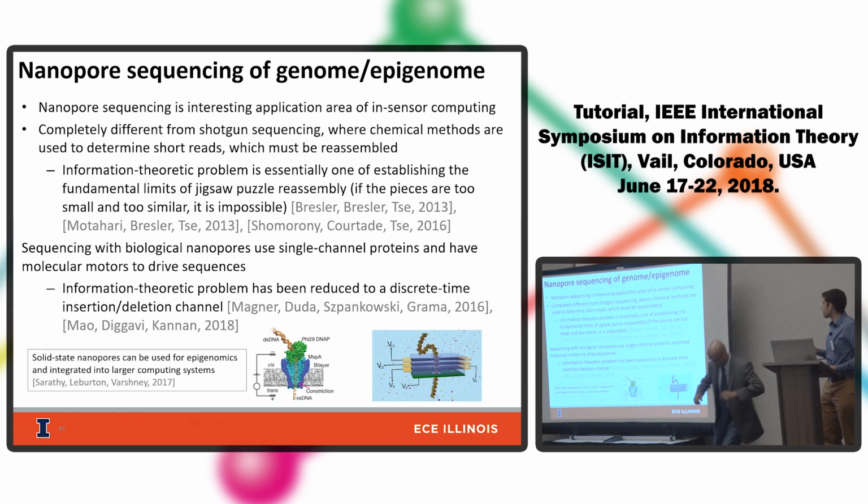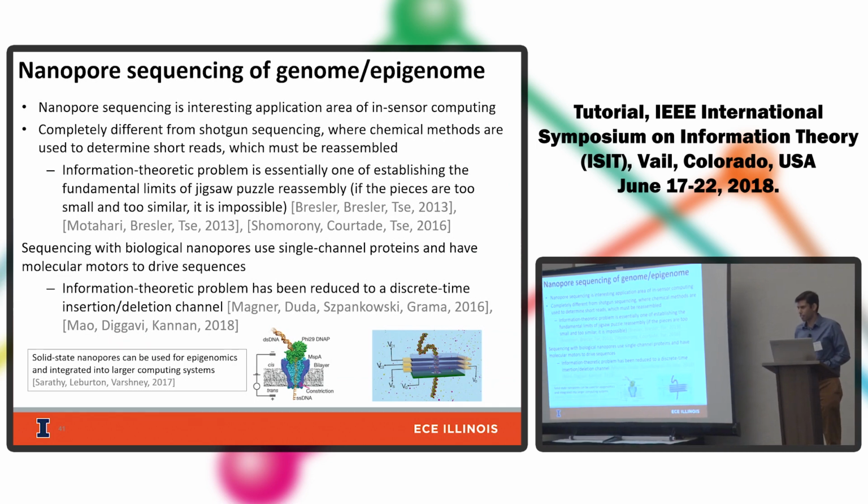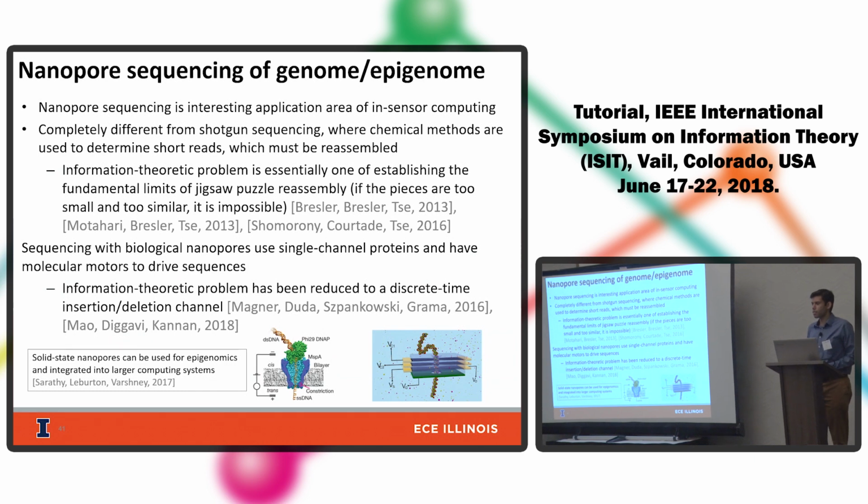Yep, so I'll just quickly talk about a very interesting application in nanoscale computing, which is essentially one of in-sensor computing. So how can we sequence either the genome or the epigenome? And by genome, I think people know what that is, the DNA sequence. But what the epigenome is, it's further information that's encoded. This can be through methylation patterns that modify the bases. It can be histone codes, it can be other things. And these are actually quite important for cancer.